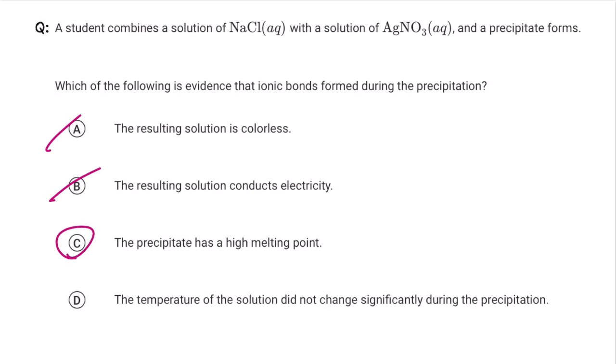The precipitate has a high melting point, which means that the ionic bonds between the silver and the chlorine have formed. An ionic compound, an ionic solid, has a high melting point, so that is why.